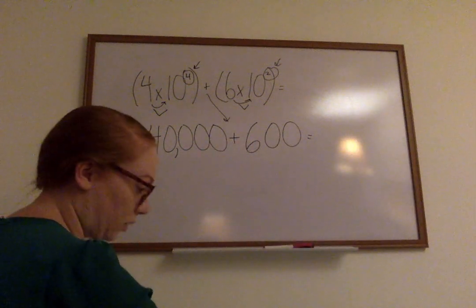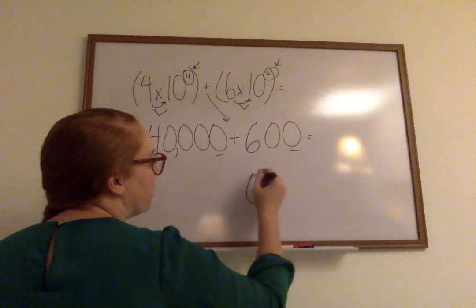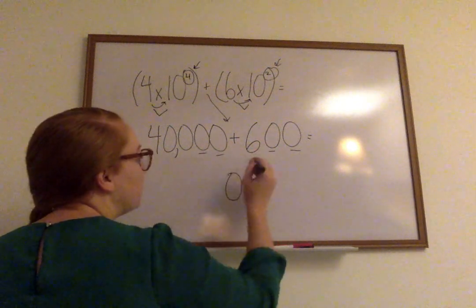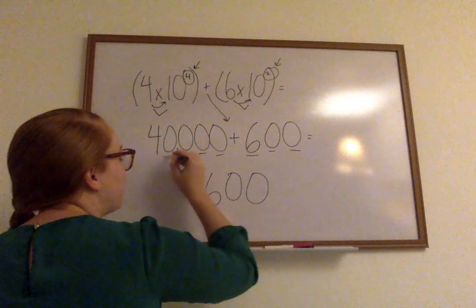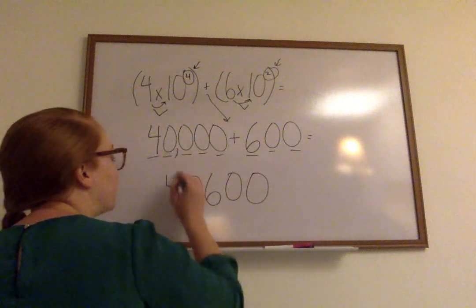Start from the back in the ones place and come forward. 0 plus 0 is 0. Tens place, 0 plus 0 is 0. 6 plus 0 is 6. Nothing plus 0 is 0. Nothing plus 4 is 4.